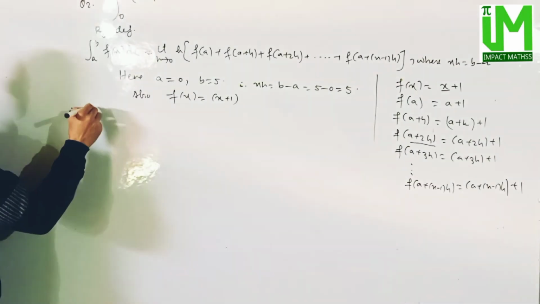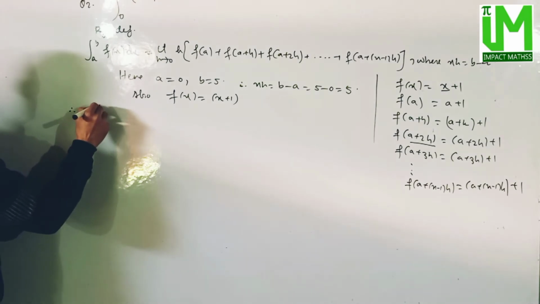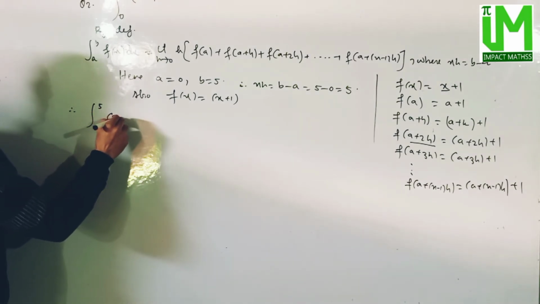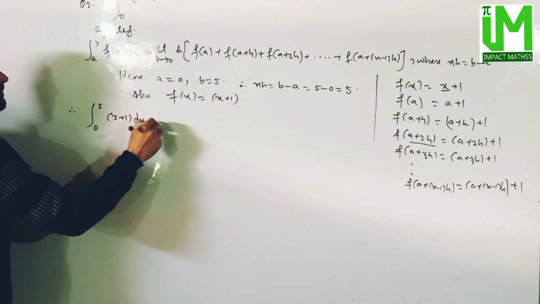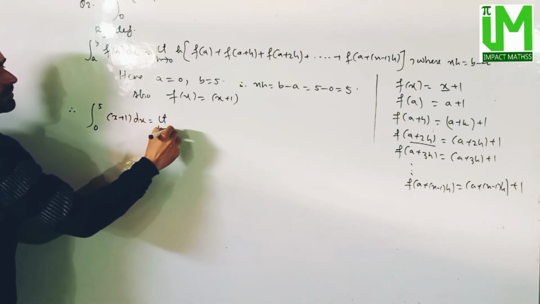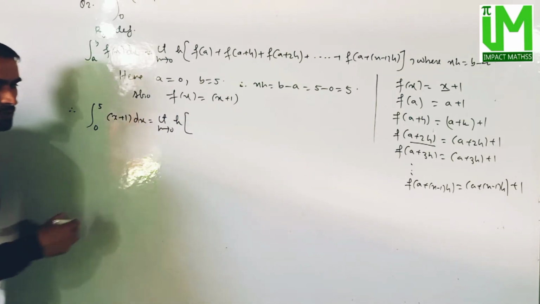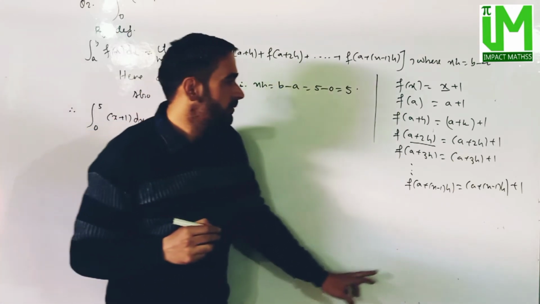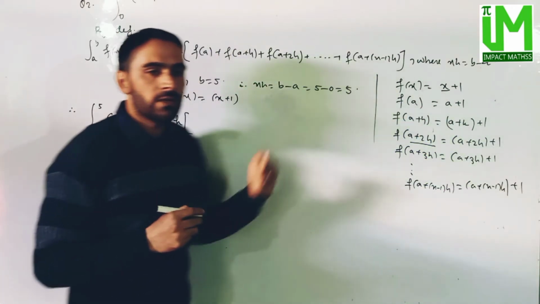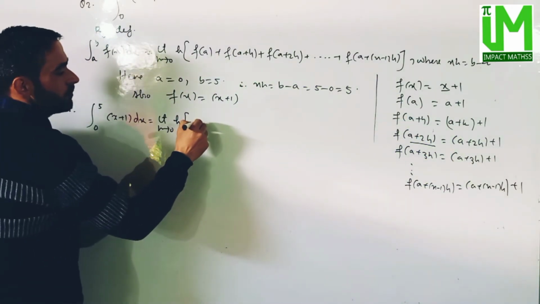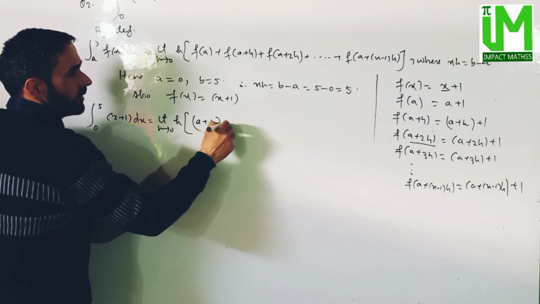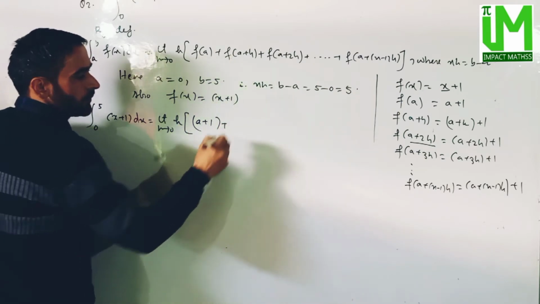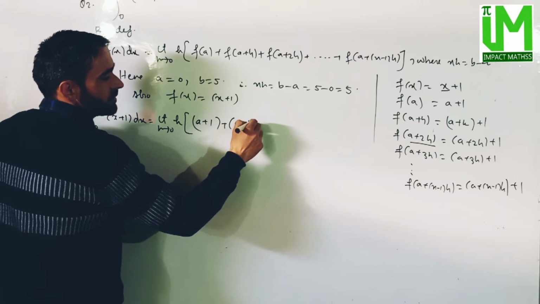Therefore we have integral 0 to 5 of x plus 1 dx equals limit h tends to 0 of h times f of a, where f of a is a plus 1, so this will be a plus 1, plus f of a plus h, value a plus h plus 1.